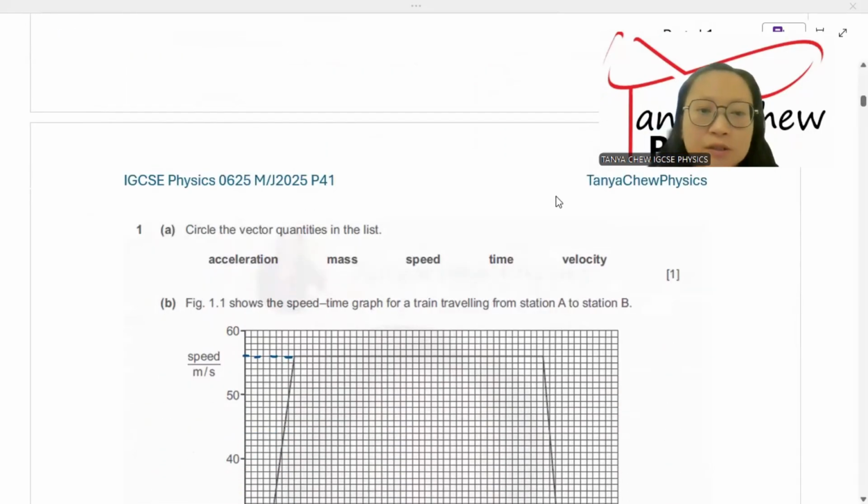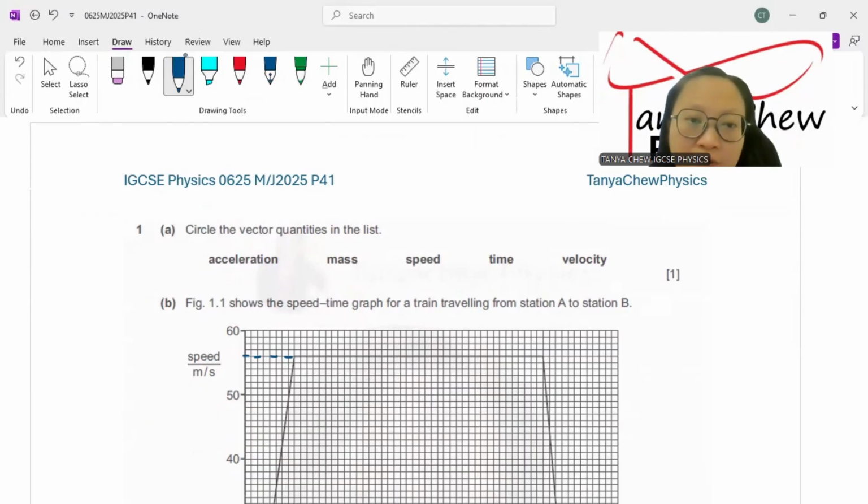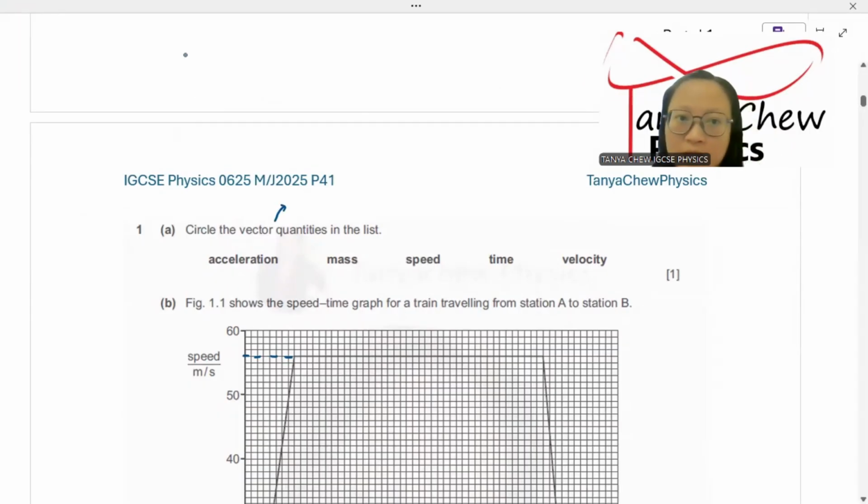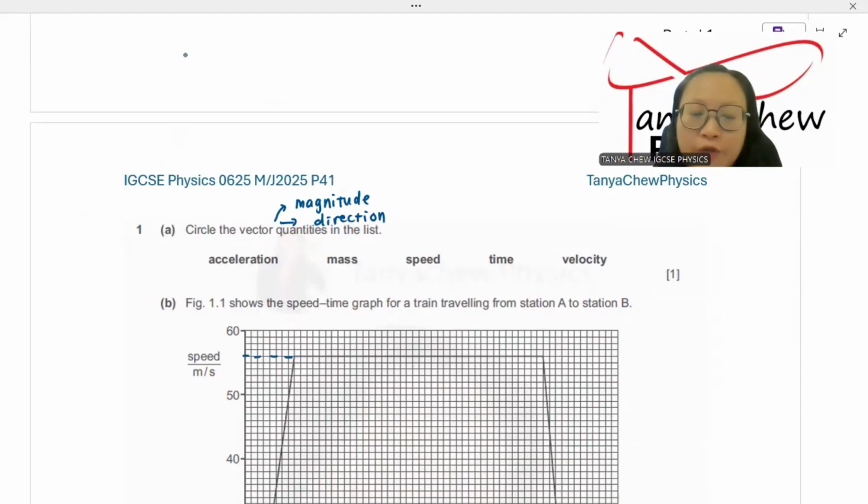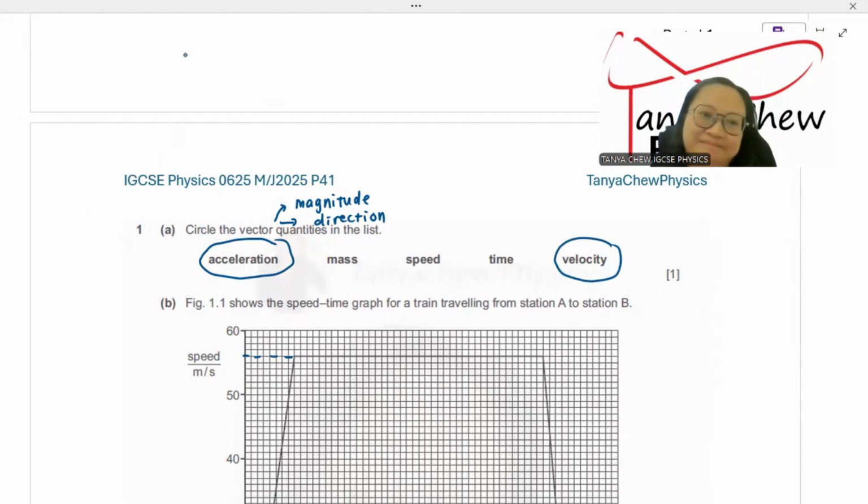Number 1A, circle the vector quantities. You have to understand, what does this vector quantities mean? Vector quantity means that the quantity contains not only magnitude, meaning the value together with the unit, but also direction. Direction means up, down, left, right, north, east, south, west. So there are two vector quantities in this list. They are acceleration and velocity.